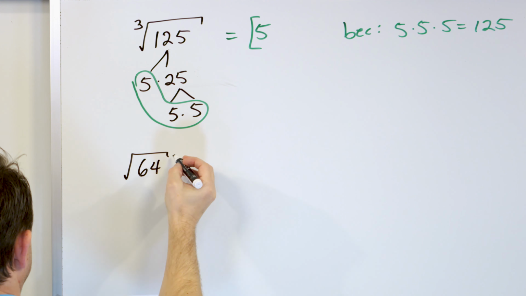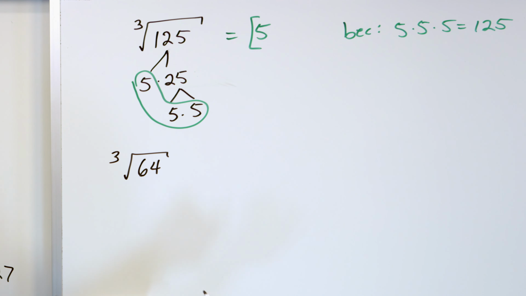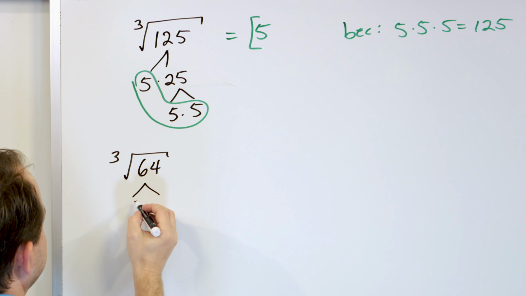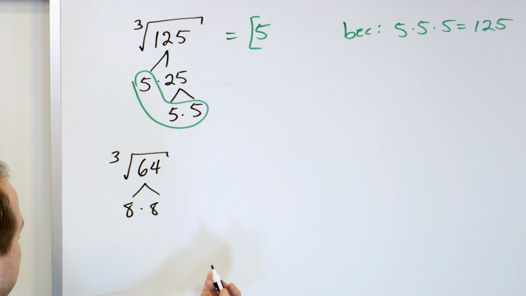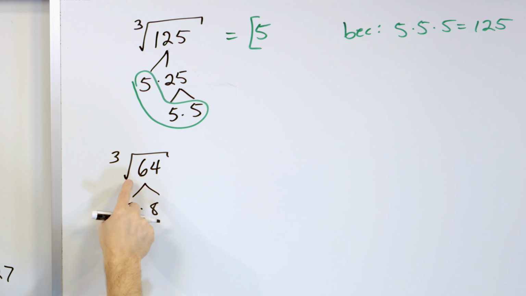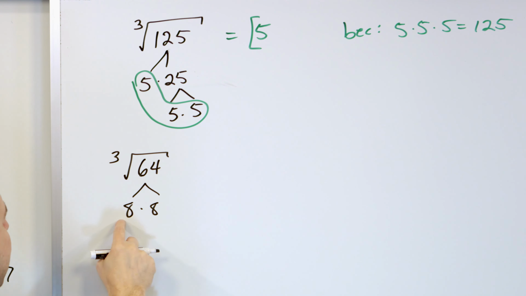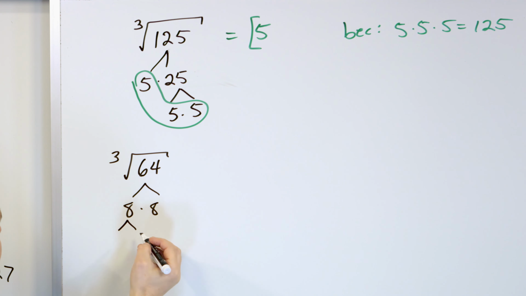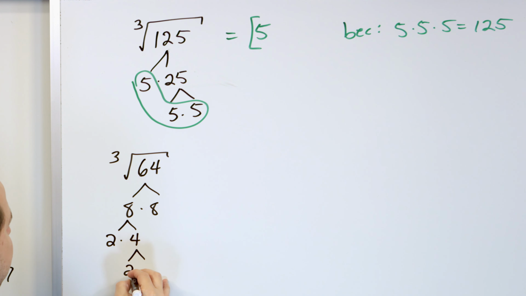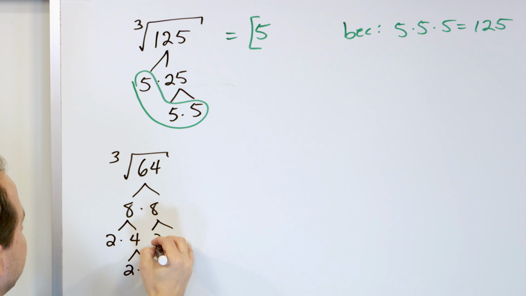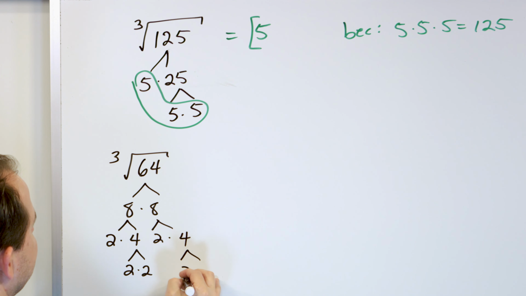64. Cube root of 64. What do we do? We just go ahead and write this as 8 times 8 is 64. But see, this is not a square root. If it was a square root, I would just circle this. But I need a triplet, so I have to break this down. 2 times 4 is 8, and I'll break the 4 into 2 times 2. This 8 will be again 2 times 4, and this 4 will again be 2 times 2.